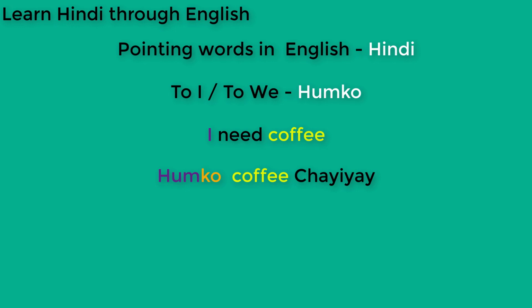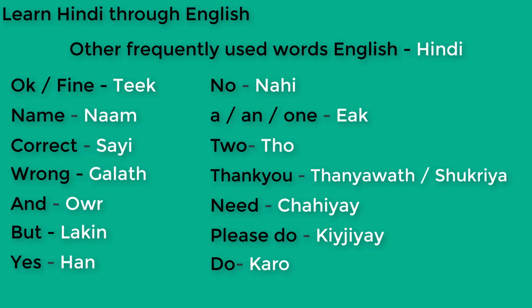Along with these pointing words, we should know some frequently used words. Okay, fine, theek. Name, naam. Correct, sahi. Wrong, galat. And, और, but, लेकिन, yes, हाँ, no, नहीं, and, one, एक, two, दो, three, तीन. Numbers are a big topic and we are not going to cover every number in day one. We have a separate video for that.